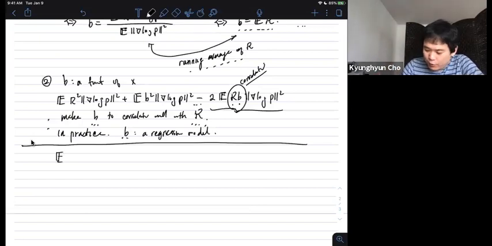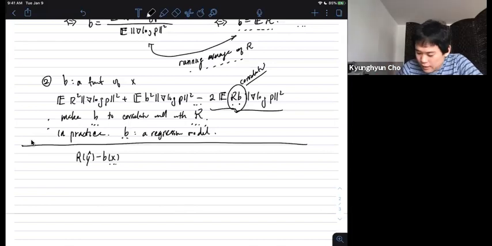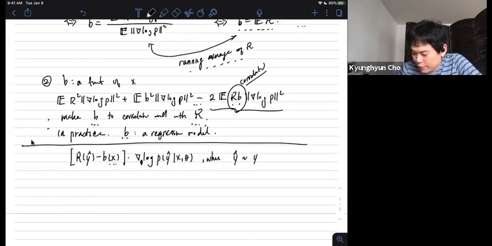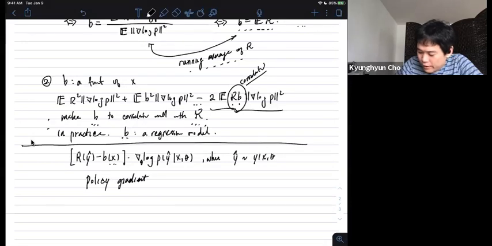So at the end of the day, what we are going to end up with is R of Y hat minus B of X, right? So B is going to be a function of X, times the gradient of the log of P of Y hat given X and theta, where Y hat is going to be a sample from Y given X and theta that is outputted by our machine. And then this is called policy gradient with a baseline.